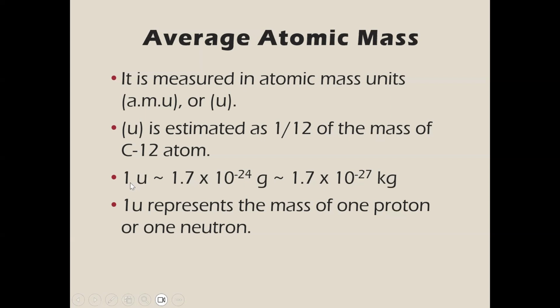If we measure it in grams, 1 atomic mass unit equals 1.7 times 10 to the power negative 24 grams, which equals 1.5 times 10 to the power negative 27 kilograms. 1 unit is the mass of 1 proton or 1 neutron. So every proton and every neutron has a mass of 1 unit.